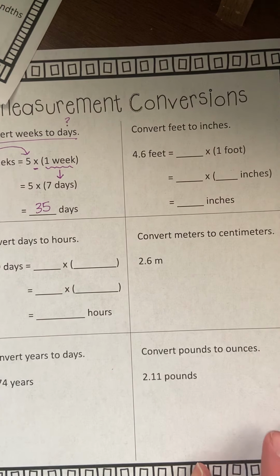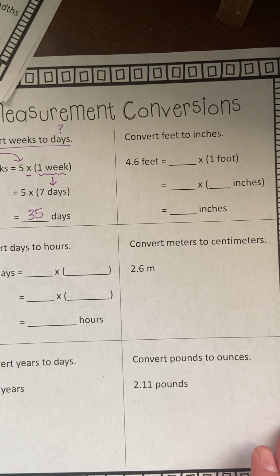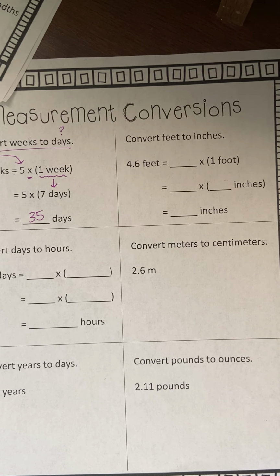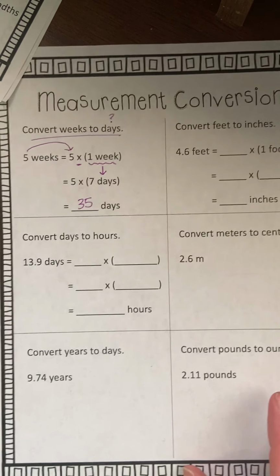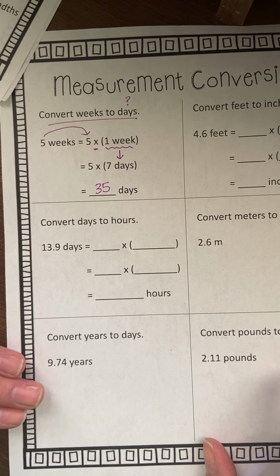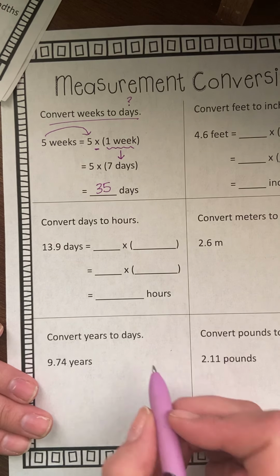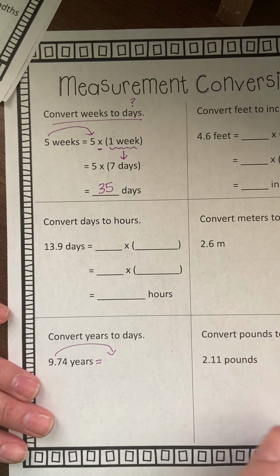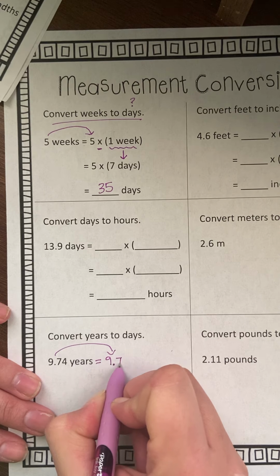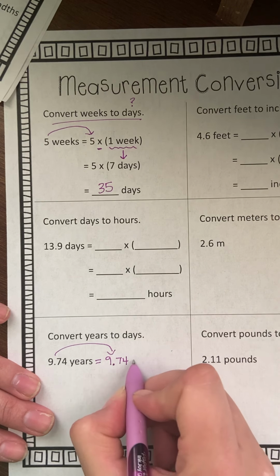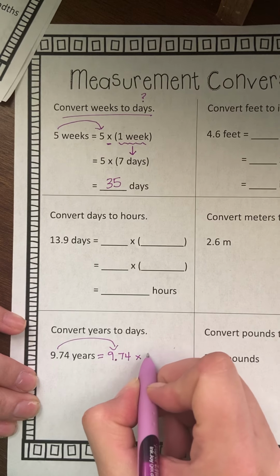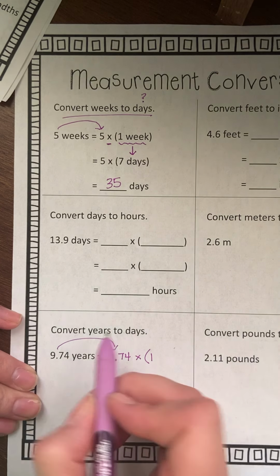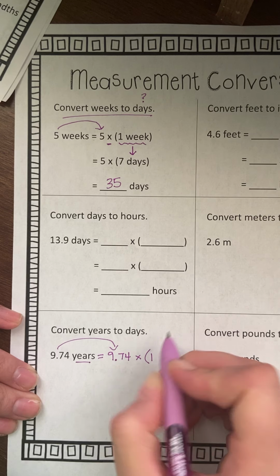All right, let's take a look at another one here. Let's go to the bottom here. Convert years to days. Because this one could have a couple different ways that you might do it. Okay, let's take a look at this together. So I'm going to set this equal to whatever number they give me. All right, so I have 9 and 74/100 times 1 of whatever unit I'm starting with, in this case, years.